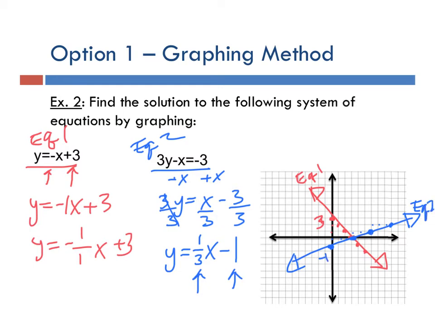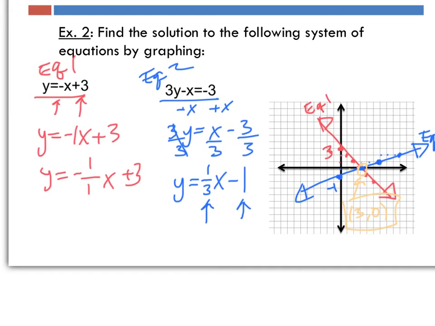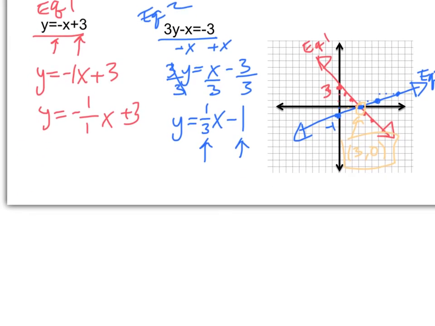So where do these lines intersect? Where do these lines crash? Well, we're right there. What point is that? It's 1, 2, 3. X is 3, y is 0. Now remember, we're not done. We still have to check our solution. This is probably the most important part to make sure you're right. So right now we have that our solution is 3 comma 0. Sorry, I keep messing up.